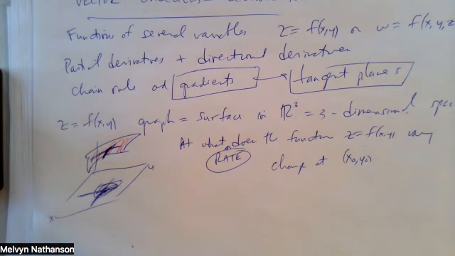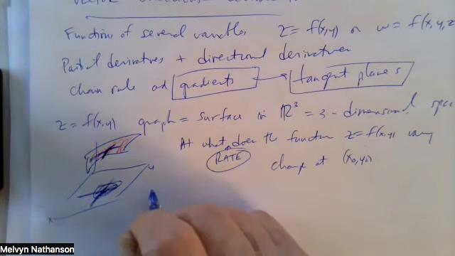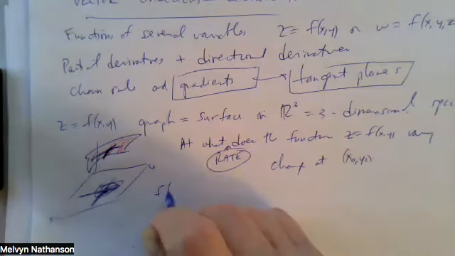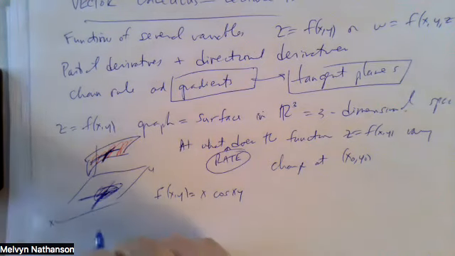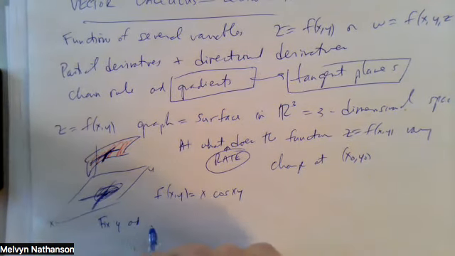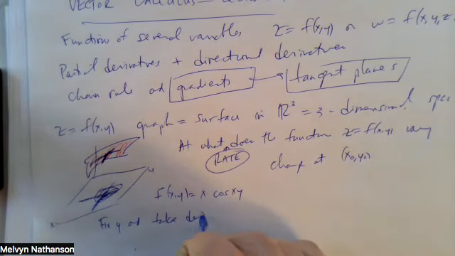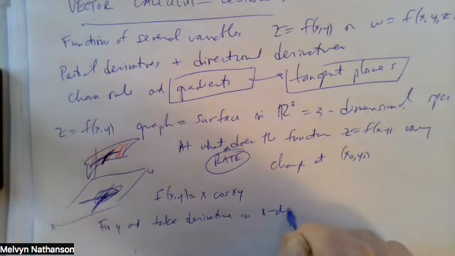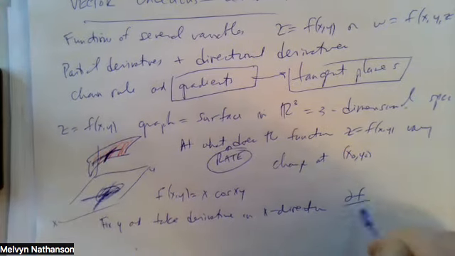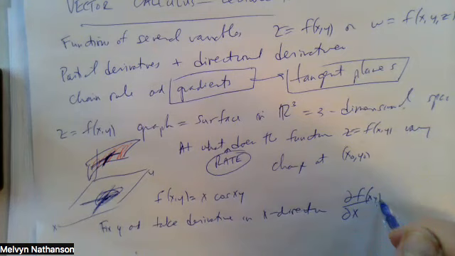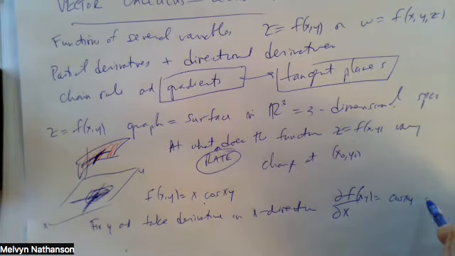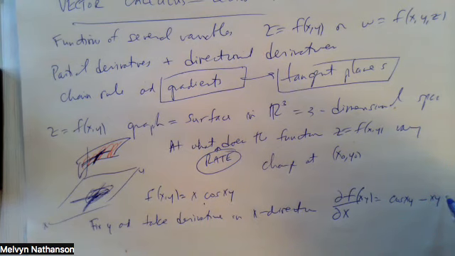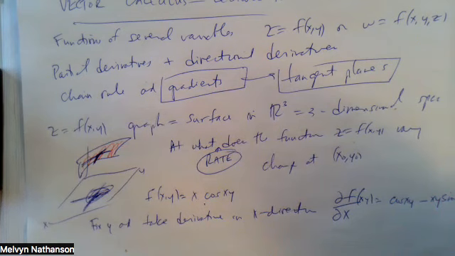So let's just look at some simple example. Suppose we have f of x, y is x cosine xy. If you fix y and take the derivative in the x direction, the rate of change is the partial of f with respect to x at any point x, y. If you differentiate this function with respect to x, you get cosine xy minus xy sine of xy.